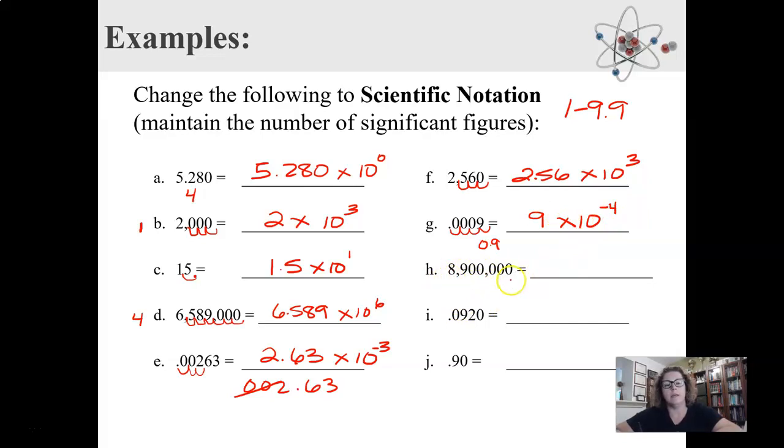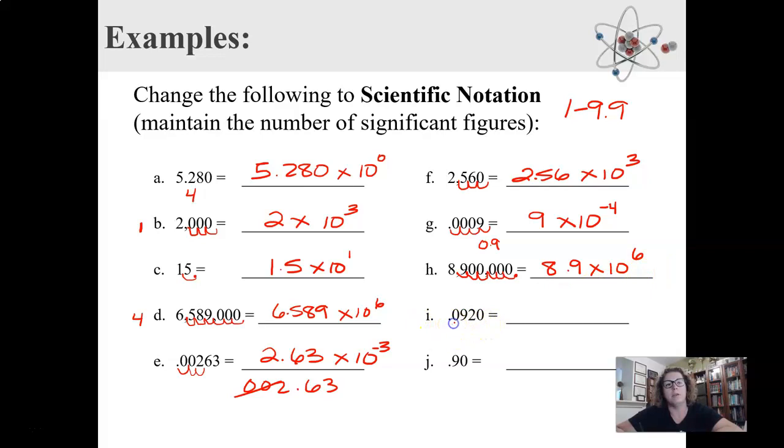8,900,000, no decimal, so I started at the end, and I move it in between every digit. Now those zeros are not significant, but they are an actual digit, so you still have to move it in between it. So I'm going to get 8.9, and those zeros aren't significant, times 10, and I moved it 6 places. And I moved it to the left, which means it's positive.